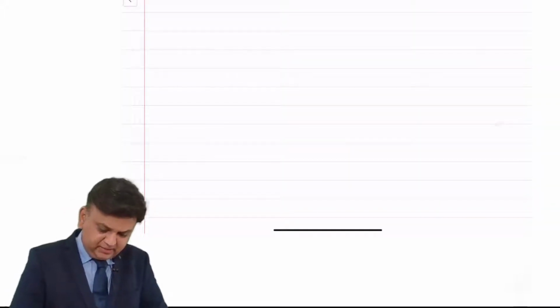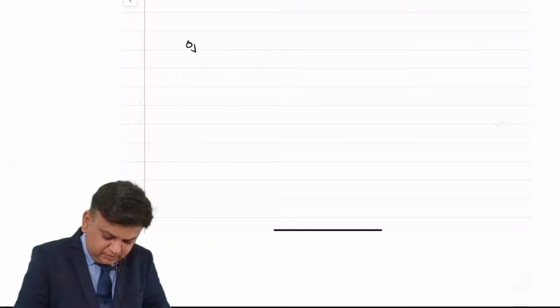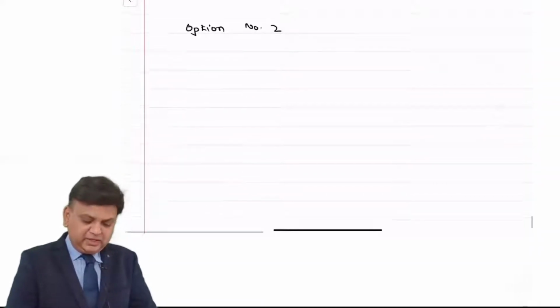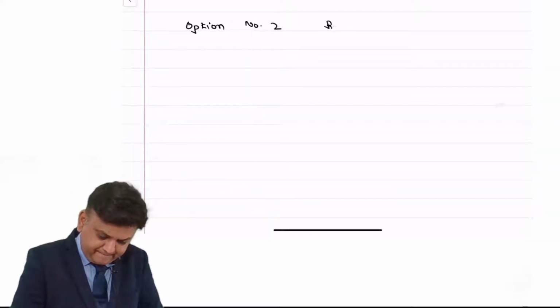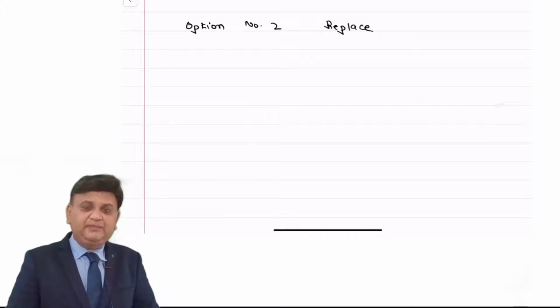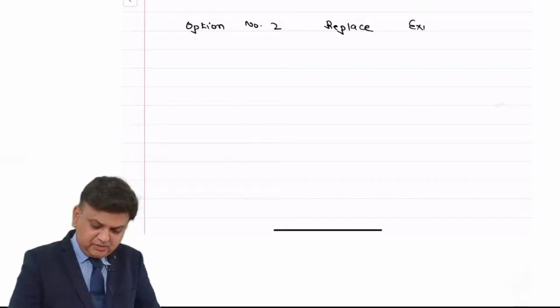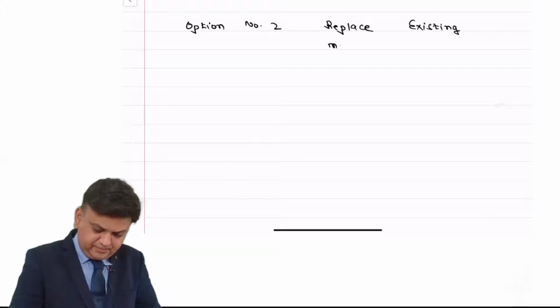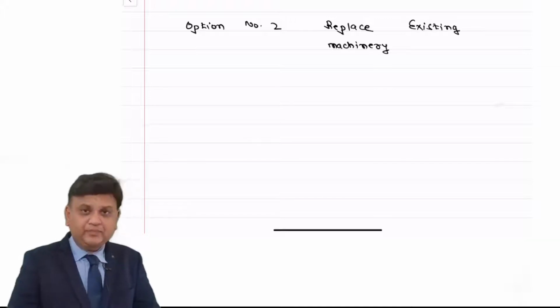Let's write down the heading, option number 2. In that we will write: replace existing machinery.